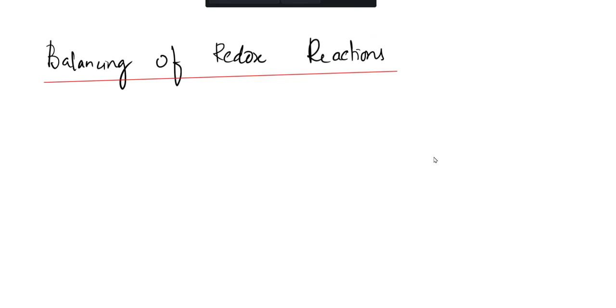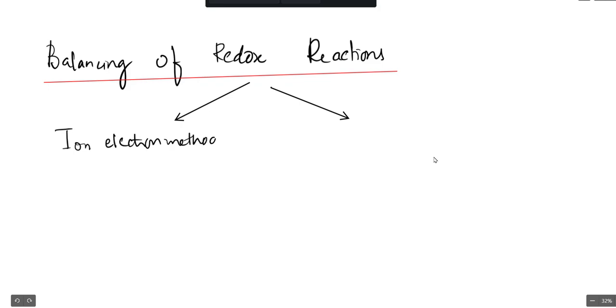So here, while balancing redox reactions, we have two varieties. So let us write both the varieties. They can be balanced by the first method and they can be balanced by the second method. Let us see. The first method is the ion electron method. The second method is the oxidation number method. Right, students? Yes, right.